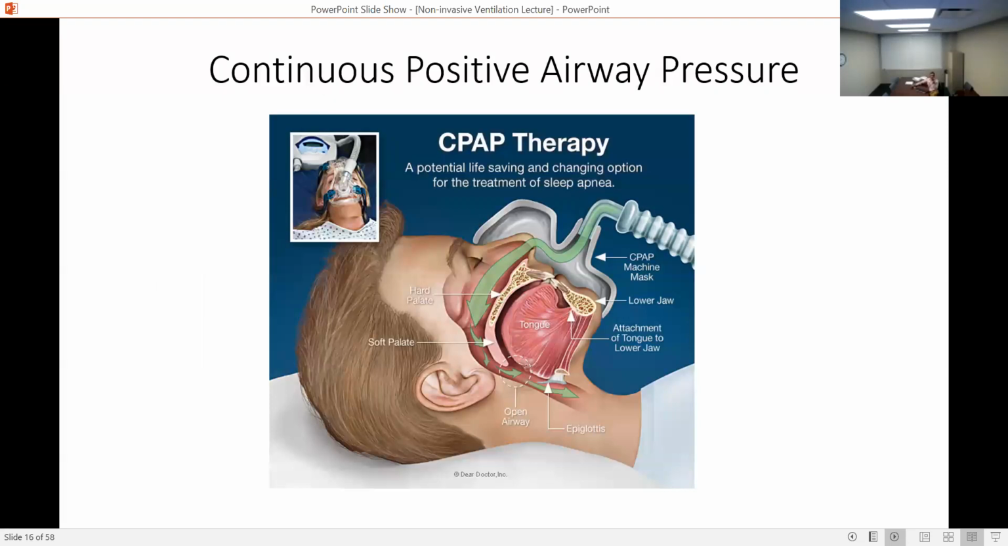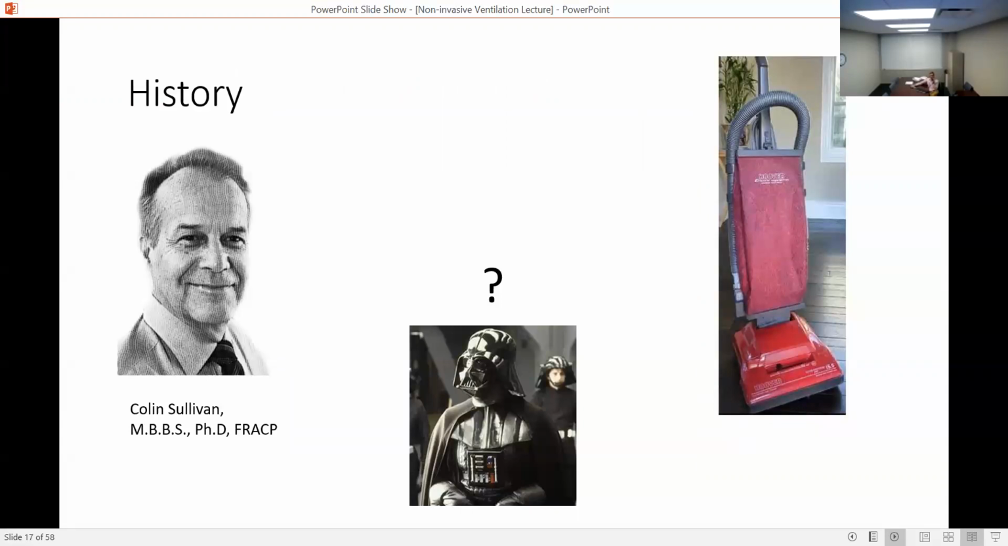So CPAP, it's continuous positive airway pressure. We use it most commonly for sleep apnea. It essentially acts as a pneumatic splint to keep the upper airway open during sleep and address sleep apnea. Next slide. So it's continuous positive airway pressure.